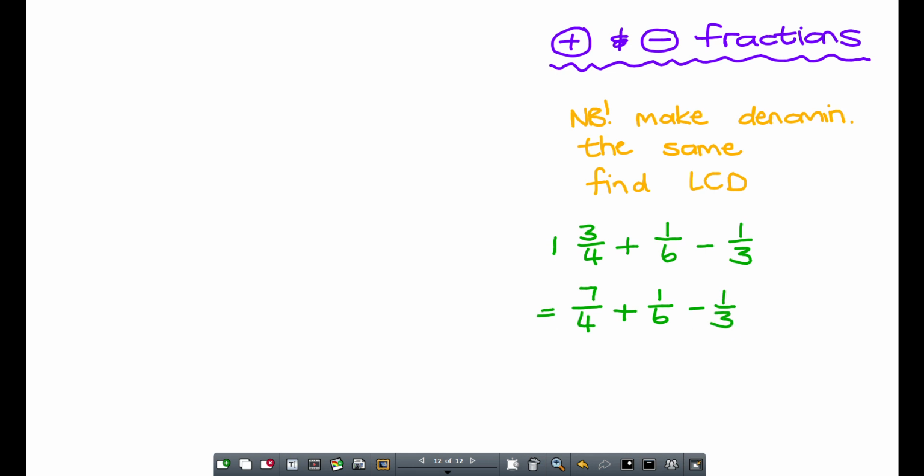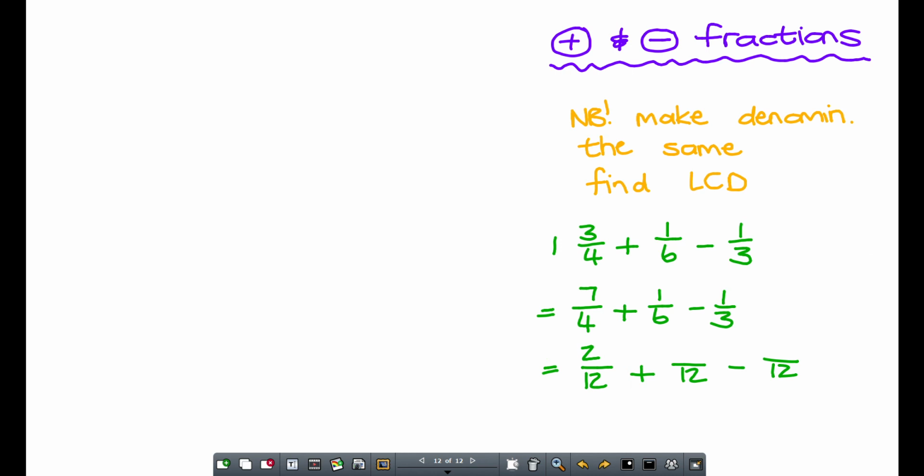Okay, now I want to change my denominators. So what would the lowest common denominator be? What's the lowest number? 12. So I want to change all my denominators to be 12. The first one, 4. With how much did I have to multiply there to get 12? 3. And if I multiply with 3 at the bottom, I also have to multiply with 3 at the top. 7 times 3 gives me 21.